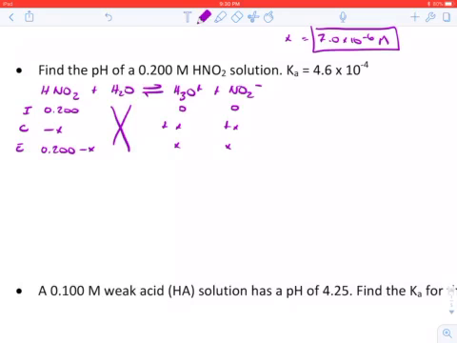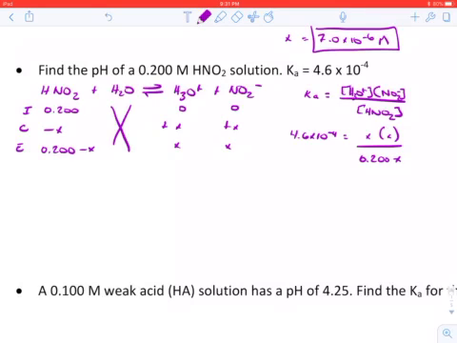So if we fill in our equilibrium constant expression, Ka is equal to products over reactants. So again, we've got H3O plus times our concentration of NO2 minus over HNO2, nitrous acid. All right, so we're ready to plug it in and solve. At this point, we've got 4.6 times 10 to the negative fourth is equal to X times X over 0.200 minus X. Again, as I said at the beginning, we are not able to make this assumption and get the correct answer, but we're still going to go ahead and do it.